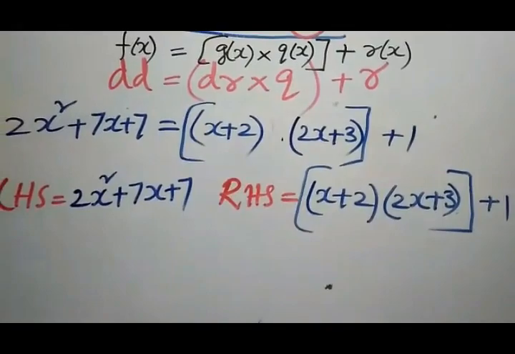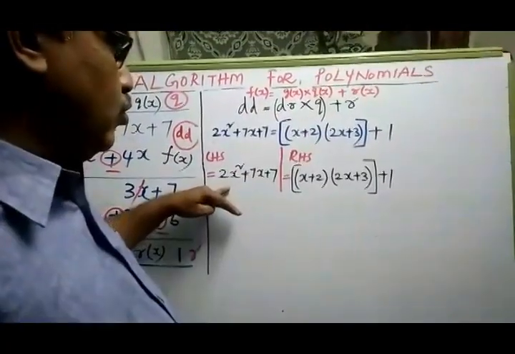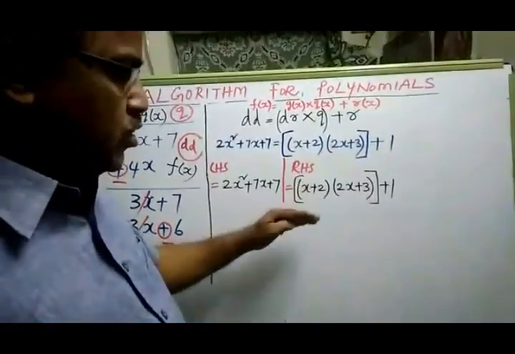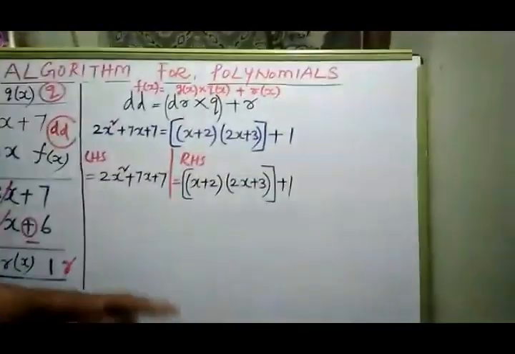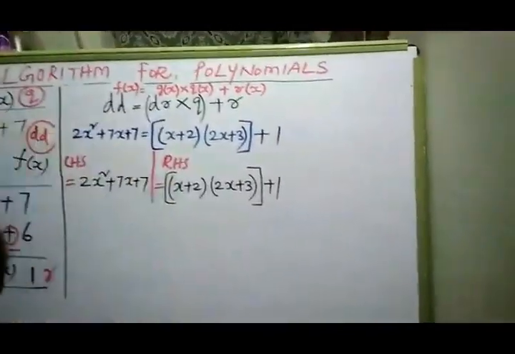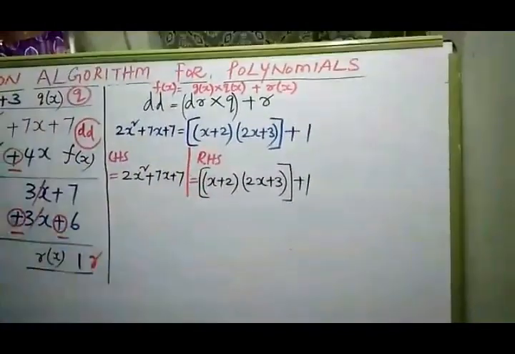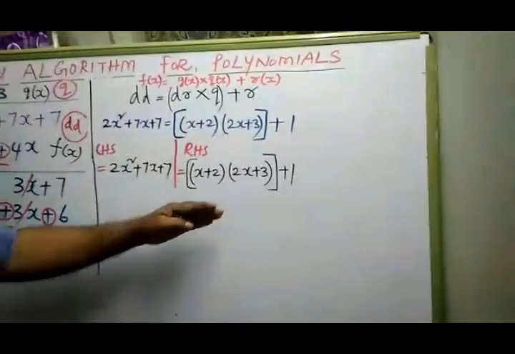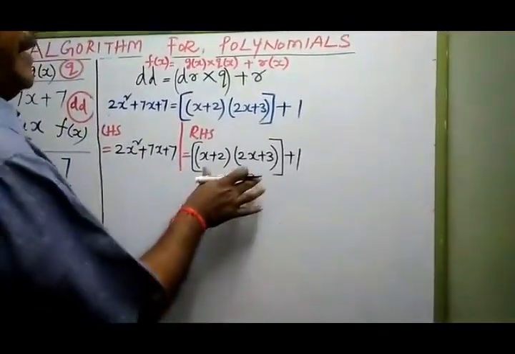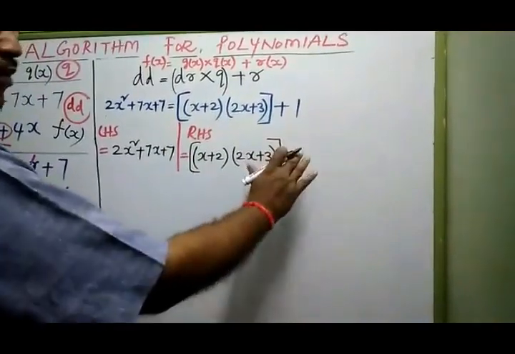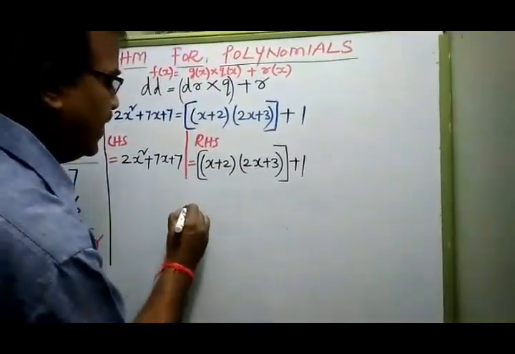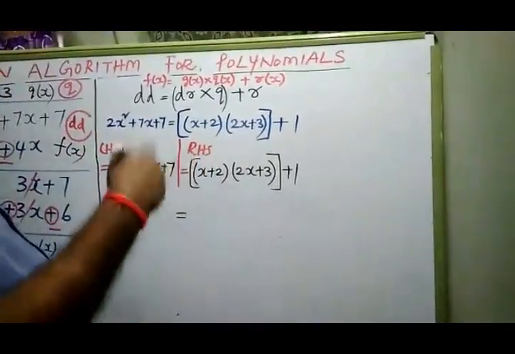Now I'll go for that. LHS is equal to 2x square plus 7x plus 7. RHS is equal to x plus 2 into 2x plus 3, plus 1. LHS we cannot simplify, so I am going to simplify RHS. If you simplify RHS, definitely you will get LHS. It is binomial into binomial, and you know very well how to multiply; I explained that.